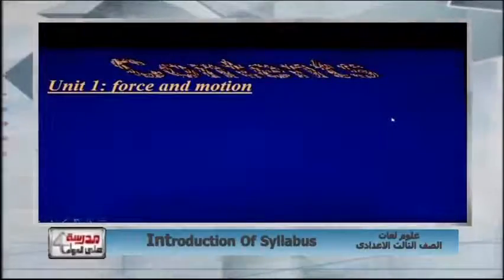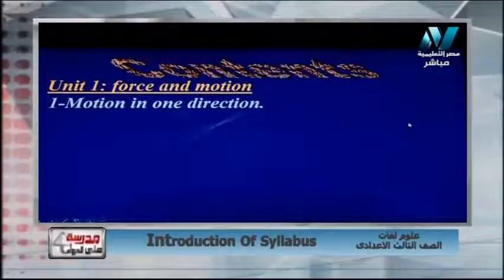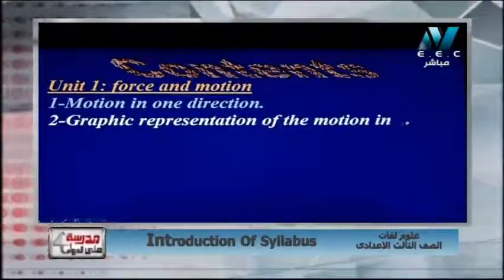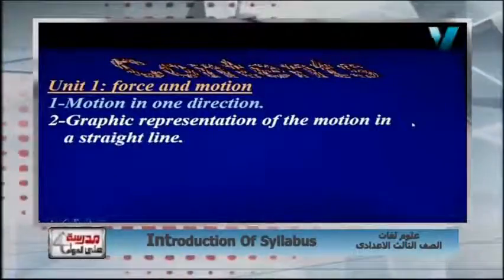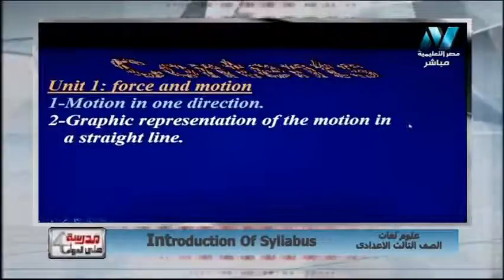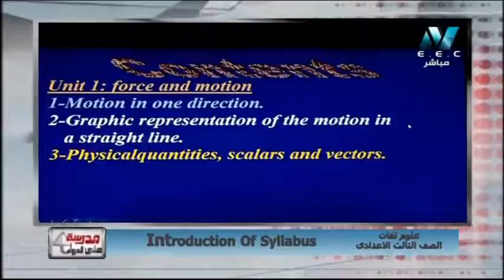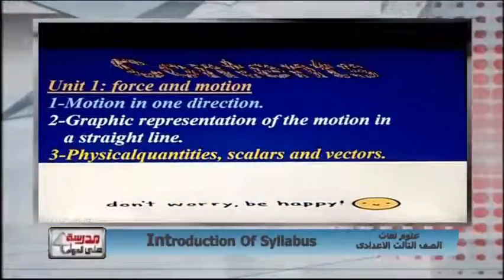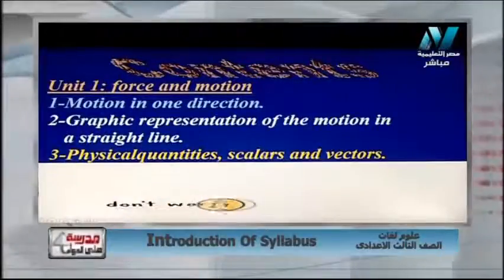Let's start our components. As we see together, the contents. We have force and motion, Unit 1. Motion in one direction. Graphic representation of the motion in a straight line, we will make graphs. Number 3, physical quantities, scalar and vector. We will be able to know the types of quantities as vector and scalar, and what is meant by scalar and vector.